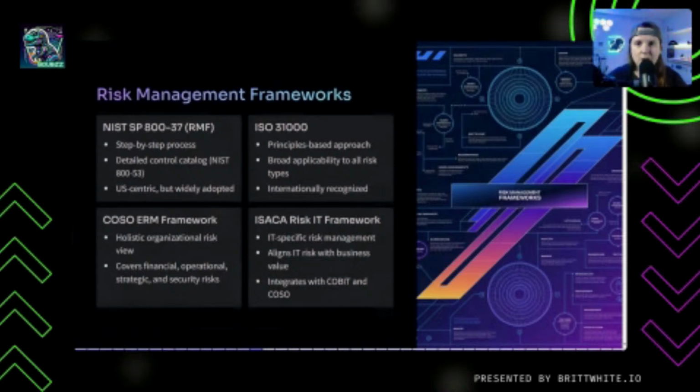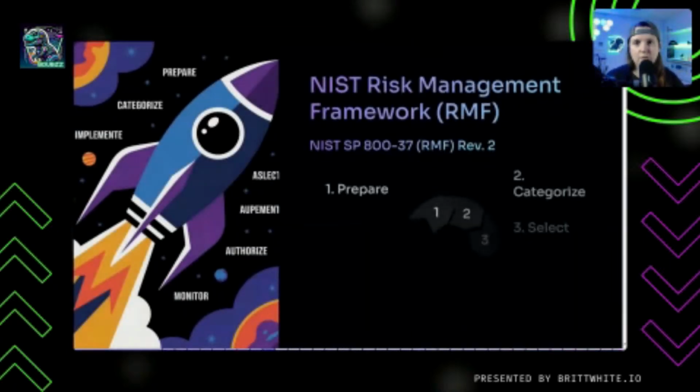The COSO Enterprise Risk Management Framework focuses on enterprise risk management, or ERM, with a holistic organizational risk view and an integrated approach covering financial, operational, strategic, and security risks. ISACA also has a risk IT framework. It focuses on specific risk management and aligns IT risk with business value and risk appetite. It has a strong emphasis on cybersecurity, as well as aligns with COBIT and COSO. For the CISSP exam, you should prioritize the NIST RMF Revision 2.